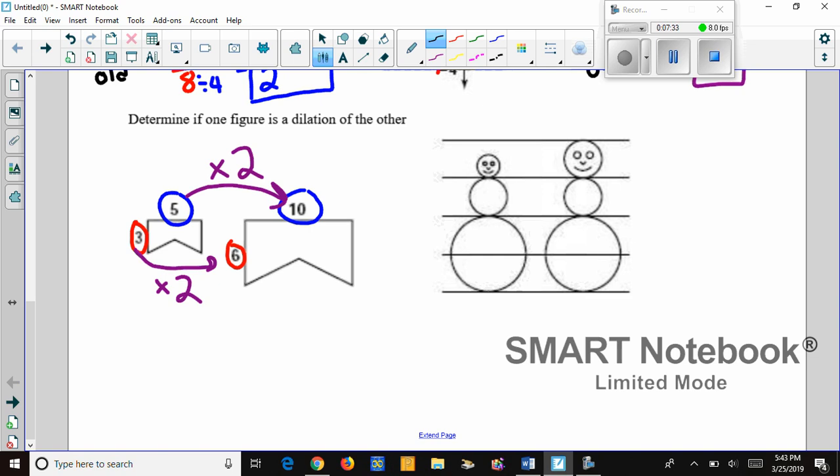And if we say that the bigger shape is the new measurement, we would have 10 divided by 5 and 6 divided by 3. But I want to know, are these equal? We end up with 2 equals 2, so that is correct, and that is why this is a dilation.